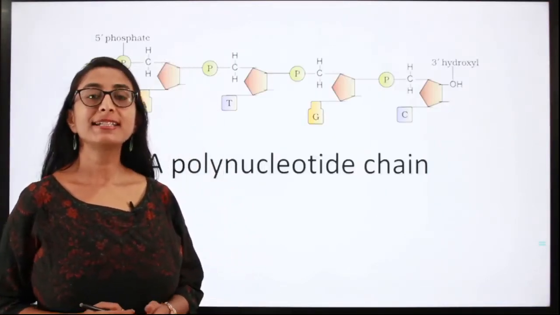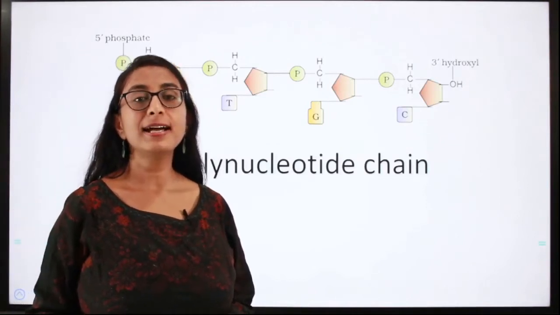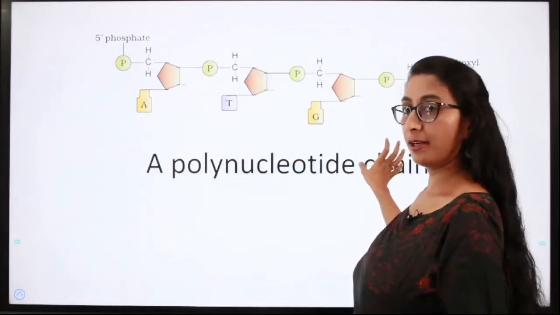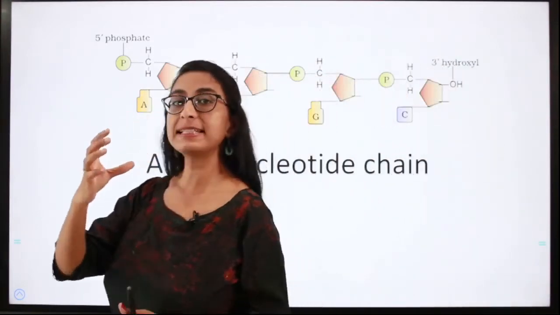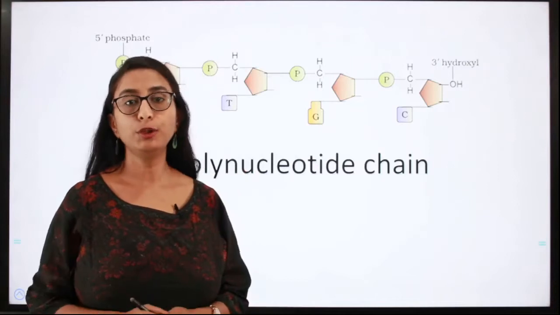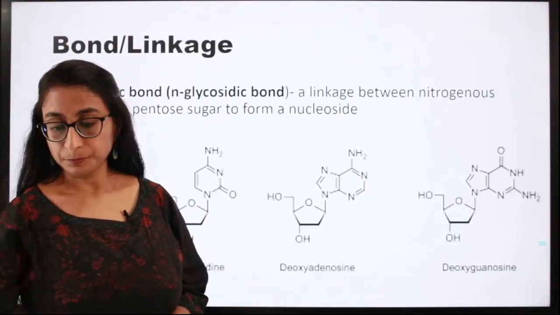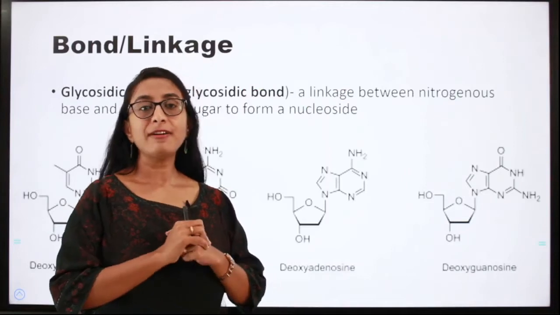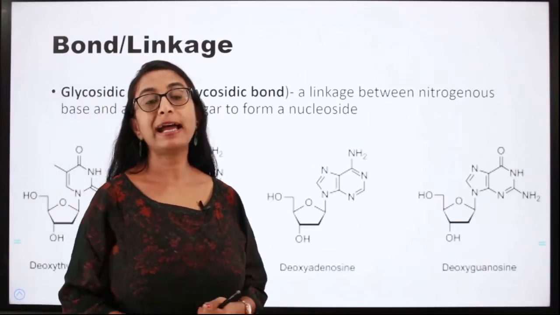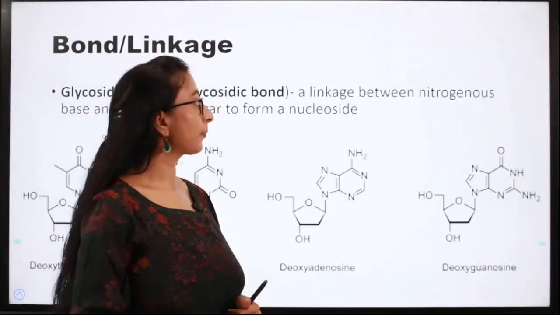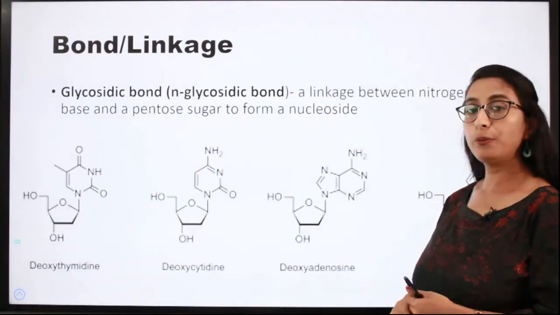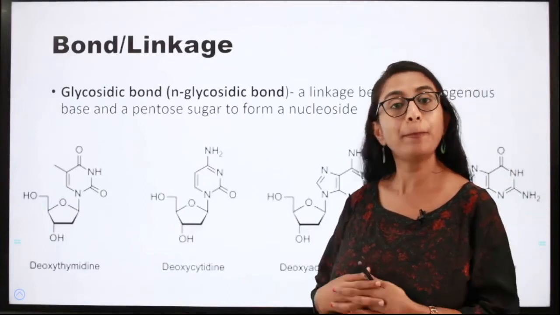DNA or deoxyribonucleic acid is a polymer of nucleotides. It is a polynucleotide chain. So you can find many nucleotides attached to one another to form a chain. So it is called a polymer of nucleotides. In DNA, we have two important bonds or linkages. One is the glycosidic bond and the second one is the phosphodiester bond. What is a glycosidic bond? Glycosidic bonds are linkages between the nitrogenous base and the pentose sugar.